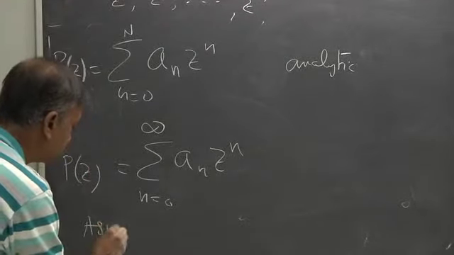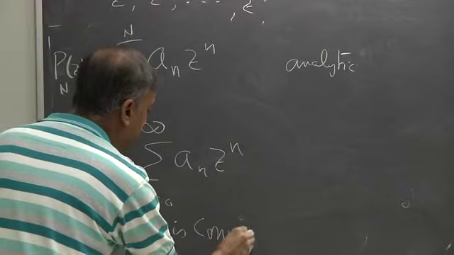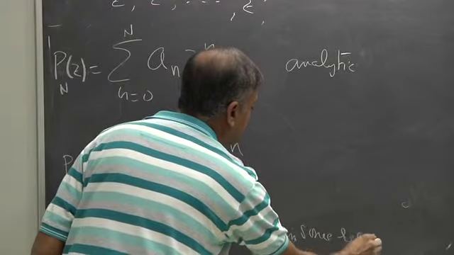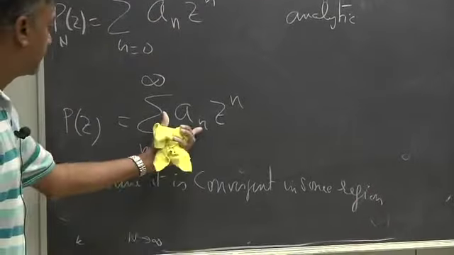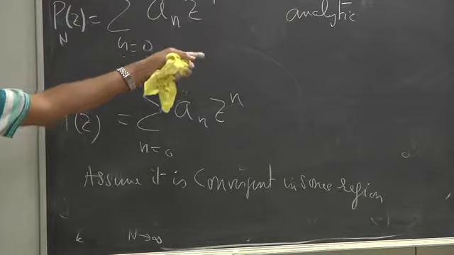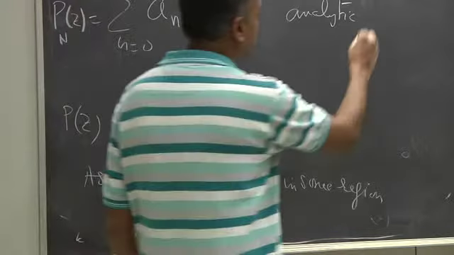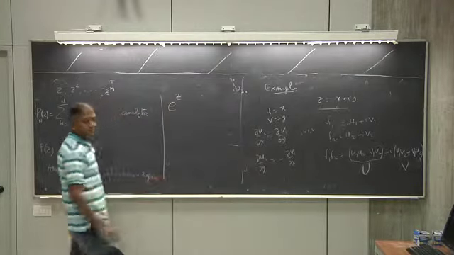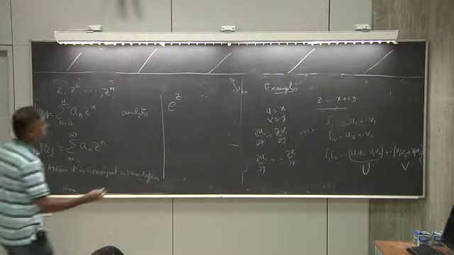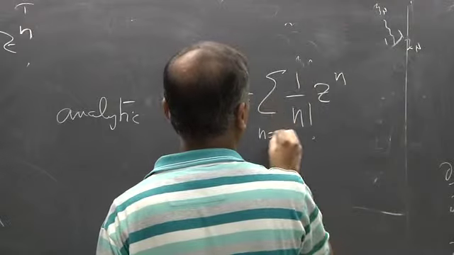So assume it is convergent in some region. Then in that region, again, this will be analytic for the same reason, because anyway, all these polynomials are, right? So an example of this, which is a very useful example, is exponential of z, e to the power of z. I mean, you all know the exponential of a real number, right? It's simply given by this series, 1 over factorial n z to the n, n going from 0 to infinity.